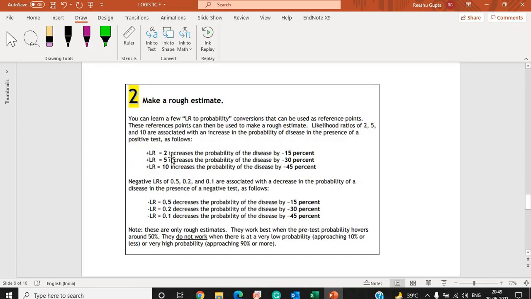If you have an LR of 2, then the chance probability of a disease is 15%. If it is 5, 30%. If it is 10, 45%. Like this. Negative means, if the LR is 0.5, then negative 15%. 0.2 means negative 30%. 0.1 means negative 45%. And this is a rough estimate. If you are calculating the LR value on a regular basis, and you see, okay, my LR is coming 5, then you can say there is a direct 30% chance that my exposure and the outcome have a direct relationship.